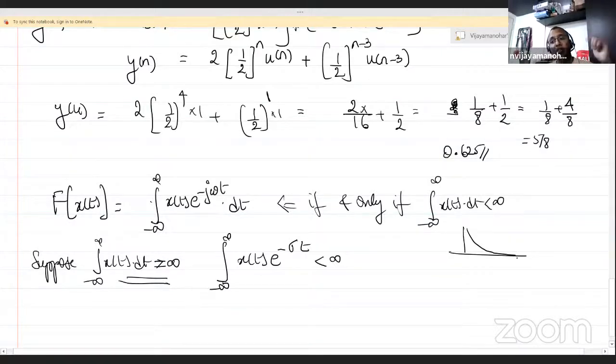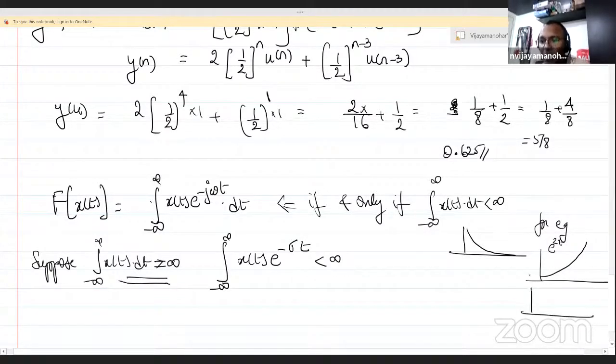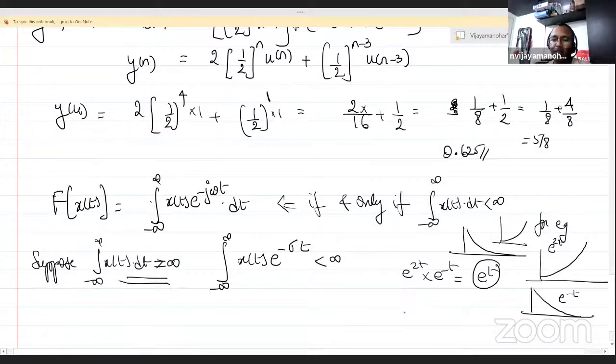So now I need to pick such a value of e power minus sigma t which will ensure convergence. For example, say my x of t is growing like this, x of t is e power 2t. Now if I multiply this with e power minus t, e power 2t into e power minus t, the answer is e power t. Now e power t will again grow to infinity.